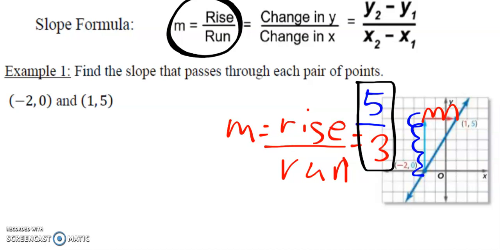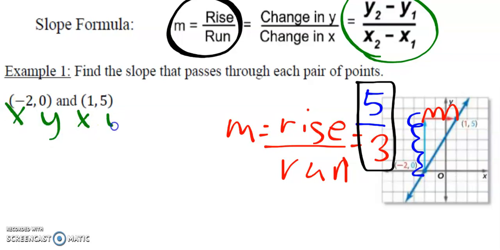Also, you can use the 2 pair of points to find slope using our slope formula here, y2 minus y1 divided by x2 minus x1. The first thing I want to do is label my ordered pairs. Every ordered pair always has an x and then a y. The first ordered pair gets the number 1. The second ordered pair gets 2s. Okay, we're going to plug it into our formula.